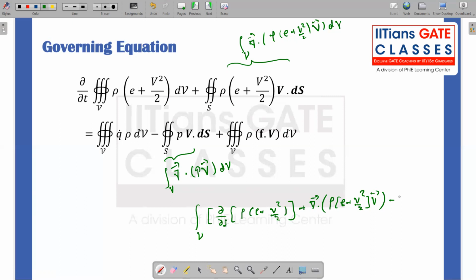minus rho q dot, plus the divergence of the pressure field times the velocity vector, minus rho times the force vector dotted with the velocity vector, the whole integrated with respect to the infinitesimal volume equal to 0. So again, the integrand has to be 0 to satisfy this equation.